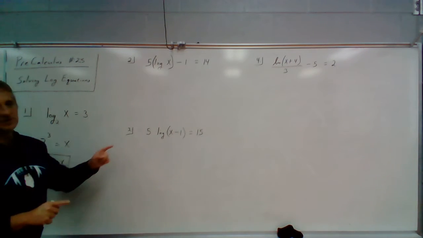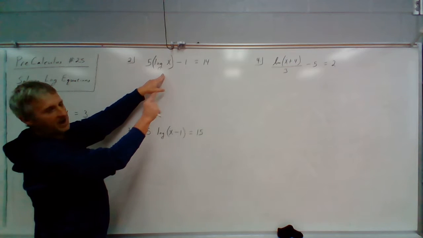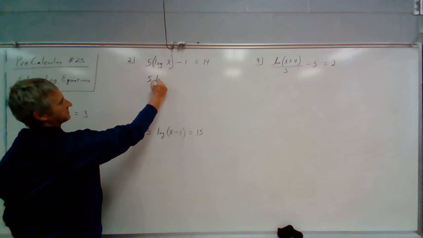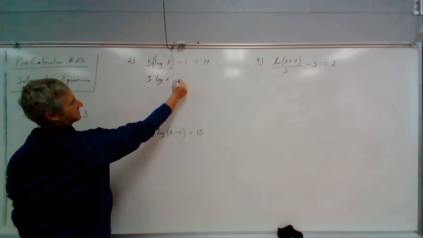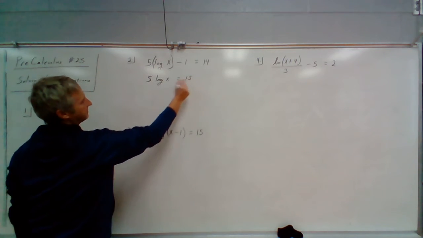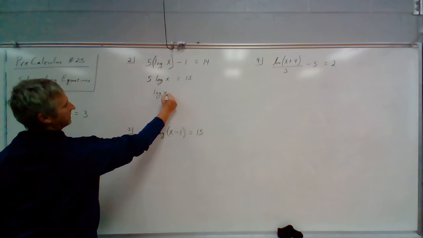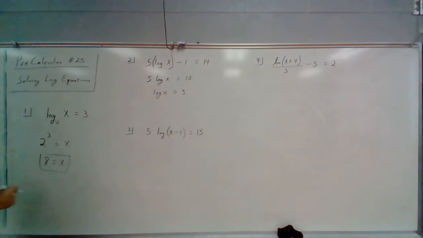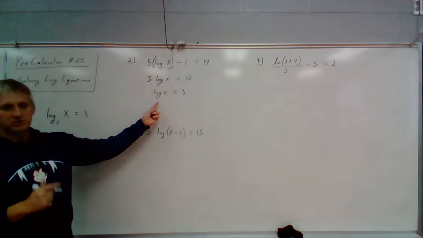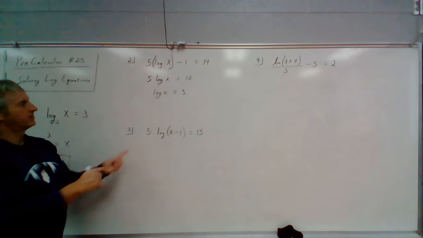Right, so the first thing we want to do to isolate this log of x is to add 1 to both sides. So 5 log of x equals 15. Then we can divide both sides by 5. We will get log of x equals 3. And once you have the logarithm isolated, just use the definition and say exactly what this means.